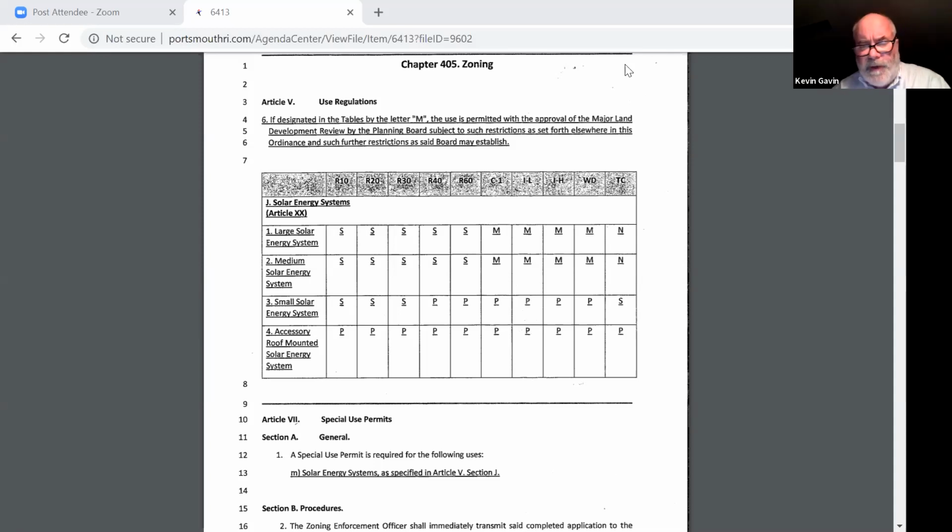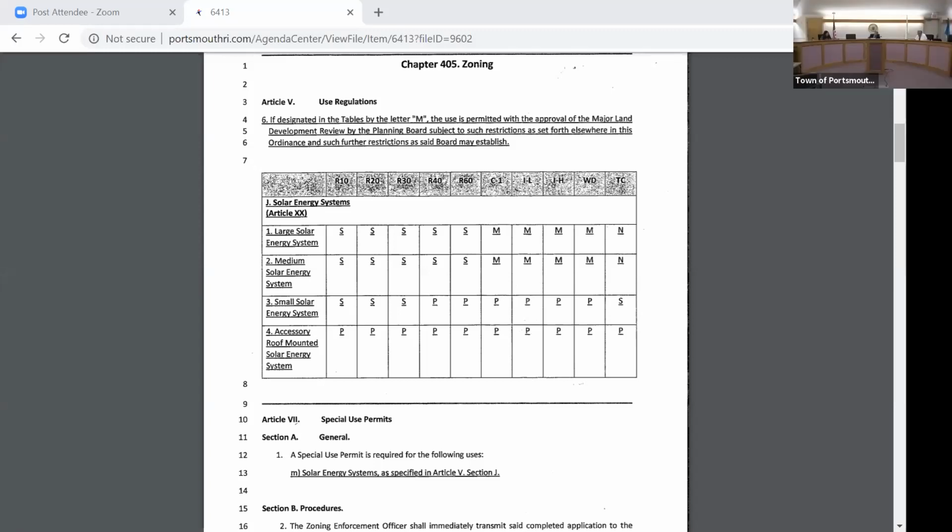Well, if it was a permitted use, it would just be based on the administrative review of the application to see if it meets setbacks and lot coverage and so forth. If it's a special use permit, obviously, as you know, it would go to the board review. And whether to do that or not, it's a policy decision.